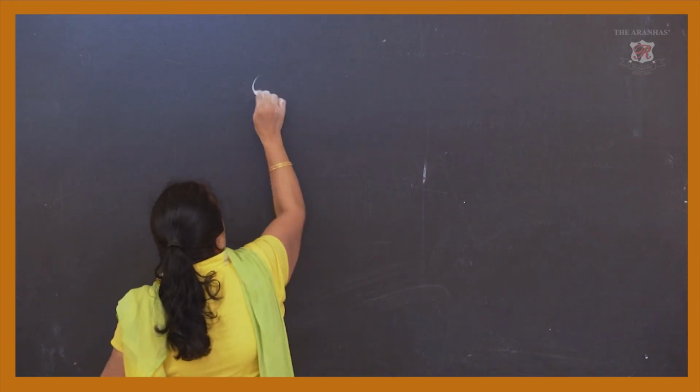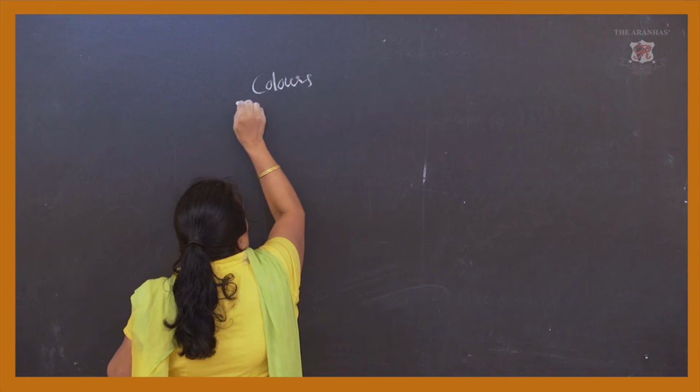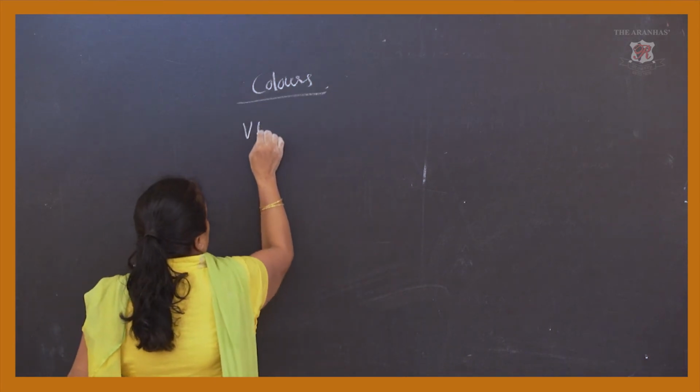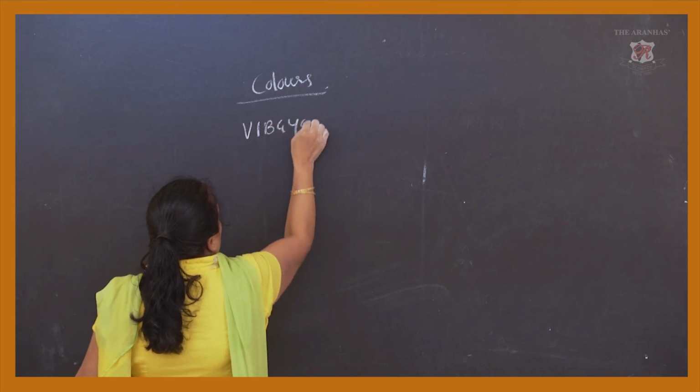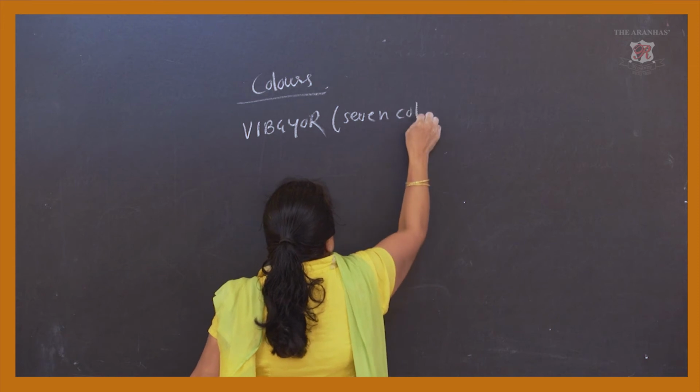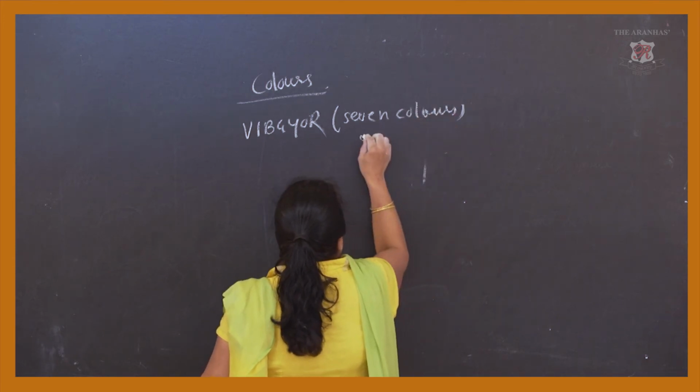Colors. So we have learned about the video, that is the 7 colors of the rainbow.